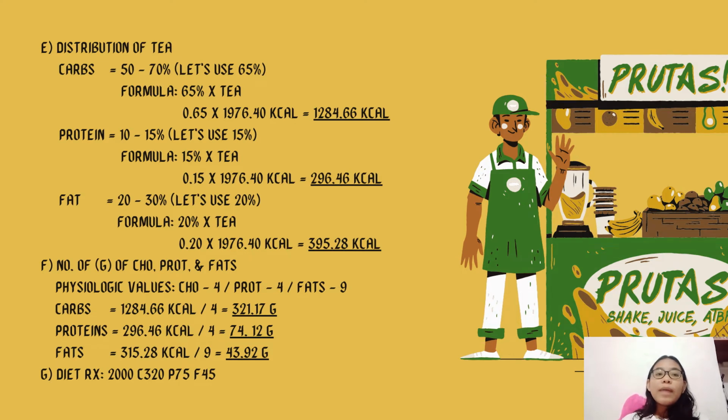With that, we came up with the diet prescription of 2,000 kilocalories, carbohydrates of 320, protein of 75, and fats of 45. It has a difference of 50 from the original prescription given in the activity. But since the given activity is 1,950 kilocalories for energy, C for 320, P for 75, and F for 45, we will be using it for the sample computation of distribution.